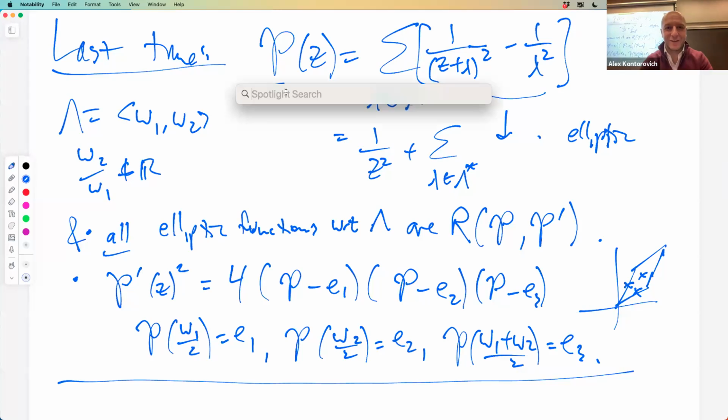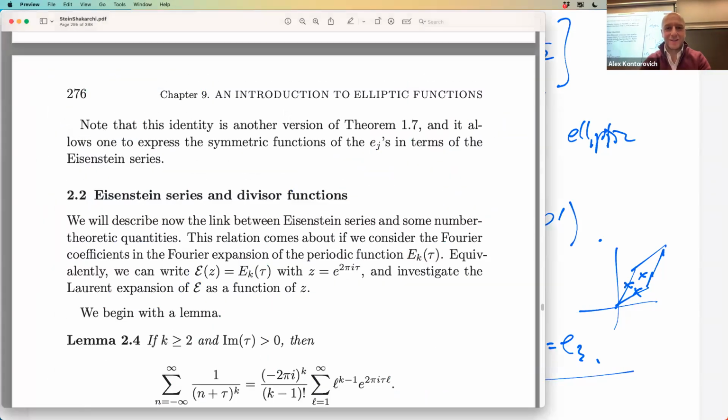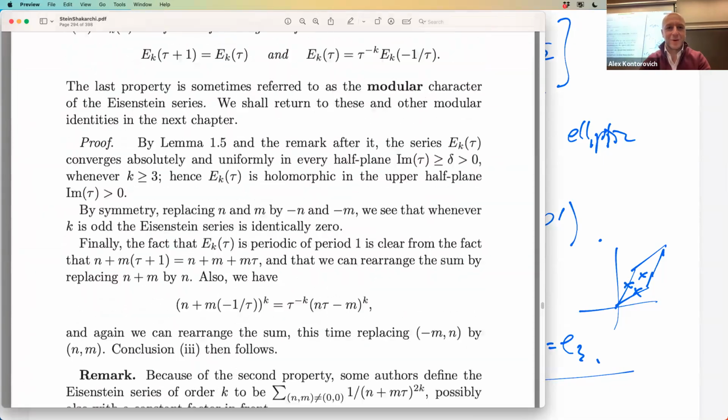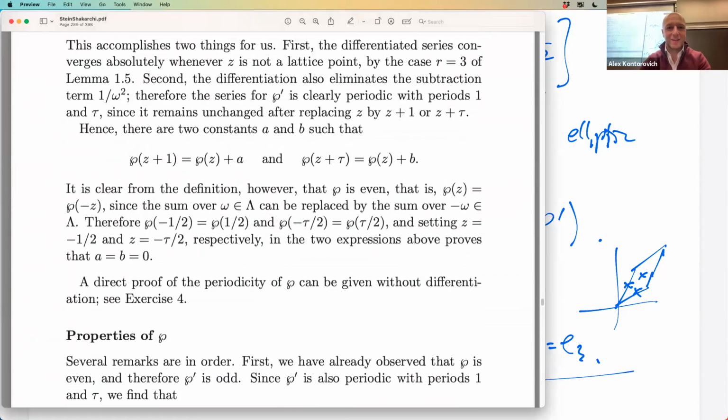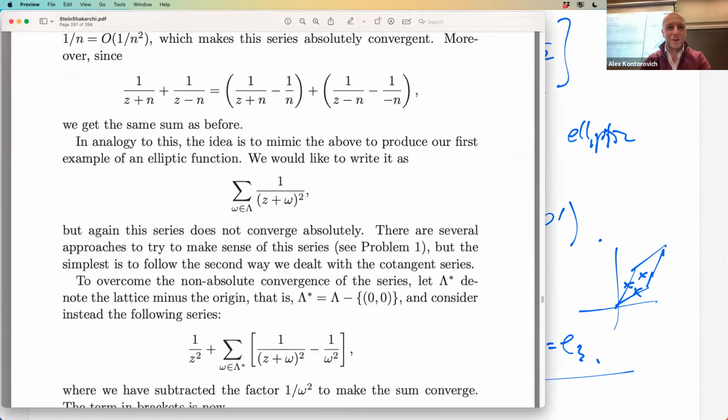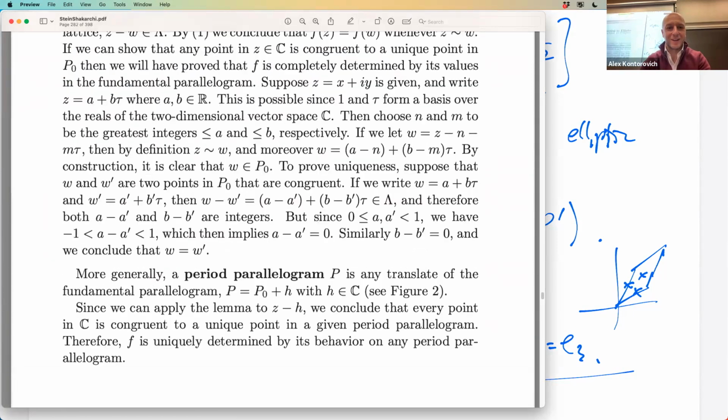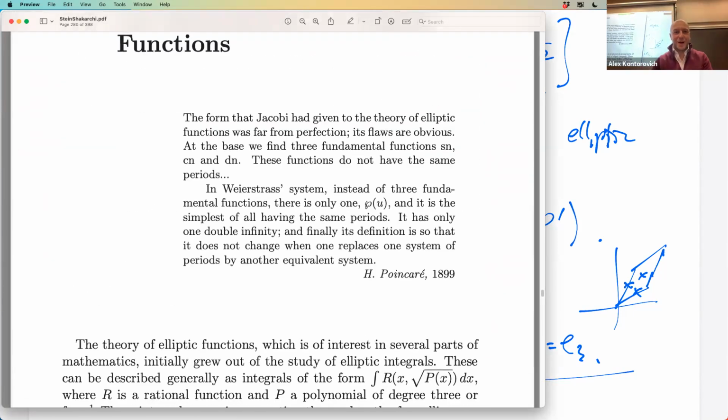Should I show you that we haven't discussed? Stein, Shakarchi. Poincaré, we were just here somewhere. Poincaré says one more thing about these. He's got this great quote. We've understood almost all of the quote. Here it is.